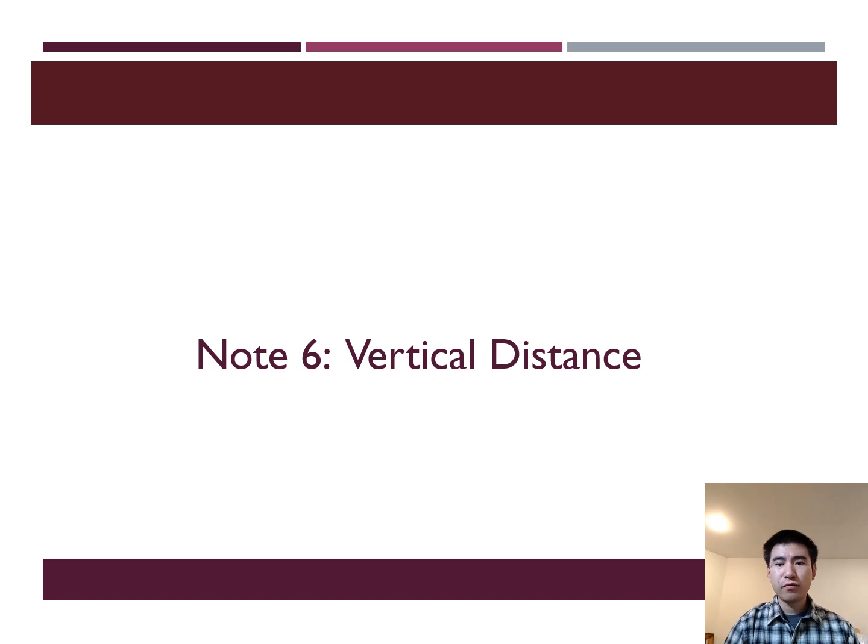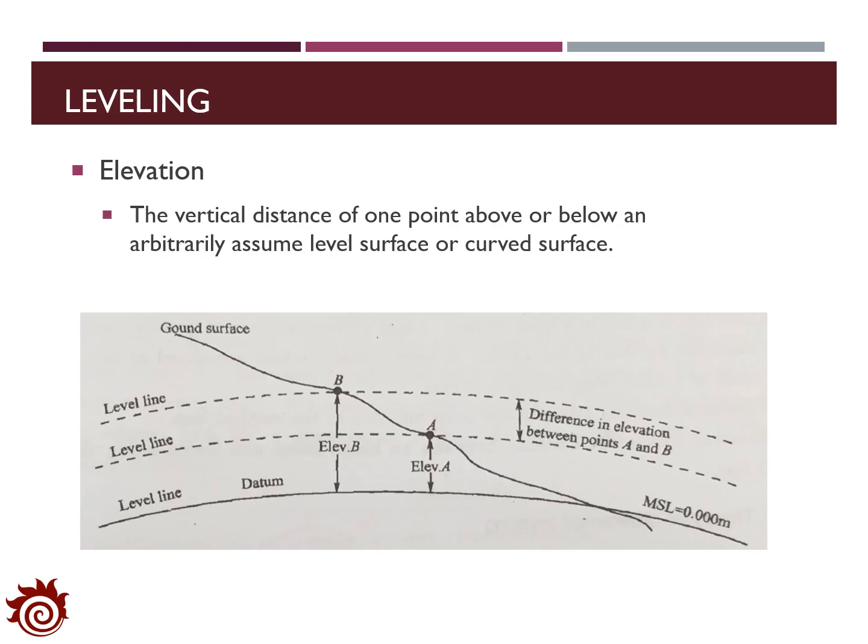In the lecture today, we will learn vertical distance measurement, which is also called leveling. The purpose of leveling is trying to find out the elevation of one point on the Earth. The elevation is defined as the vertical distance of one point above or below an arbitrarily assumed level surface or curved surface. In general, we will set the mean sea level, MSL, as the base.